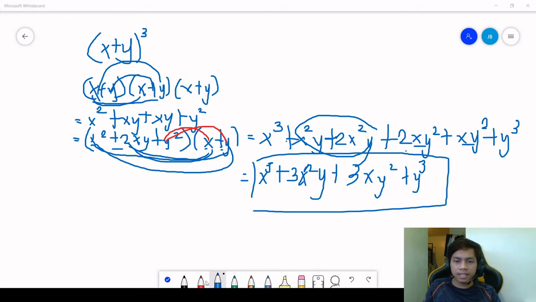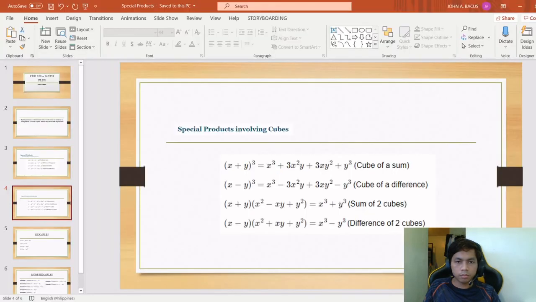Let's see if it's the same as our PowerPoint earlier. Oops, what's happening? There you go. x cubed plus 3x squared y plus 3xy squared plus y cubed. So yes, it's the same. That's all we will do if we find it hard to memorize the special products. You can simply distribute, so it's not difficult.